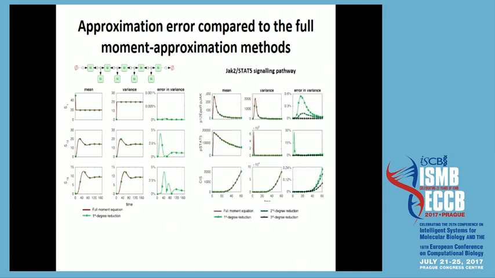Now, if we go to a more complex system, again, if you look at the JAK-STAT signaling pathway, where we also have non-mass action kinetics, so nonlinear propensities, we see that still for most of the time, the first degree S2MA does pretty well. But if one is not satisfied with the accuracy of that, then the approximation quality can be controlled and can be improved systematically by going to higher degrees of the scalable moment approximation.